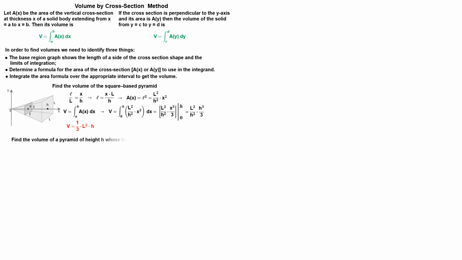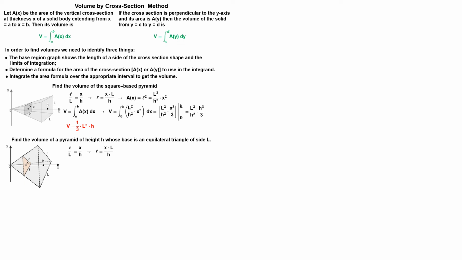Find the volume of a pyramid of height h whose base is an equilateral triangle of side L. Consider the pyramid shown in the figure below. We place the origin at the vertex of the pyramid and the x-axis along its central axis. We first want to determine the shape of a cross-section of the pyramid. We know the base is an equilateral triangle, so the cross-sections are equilateral triangles as well.